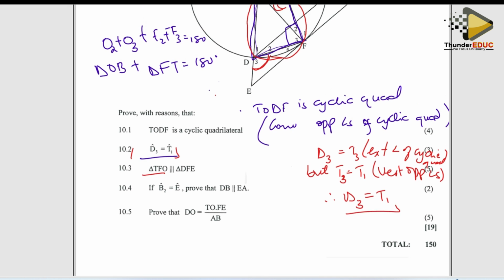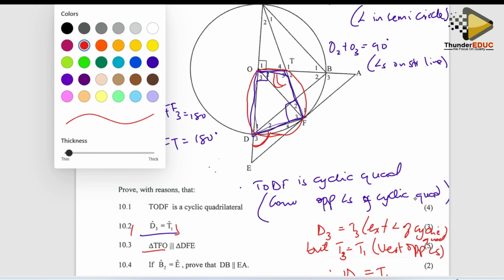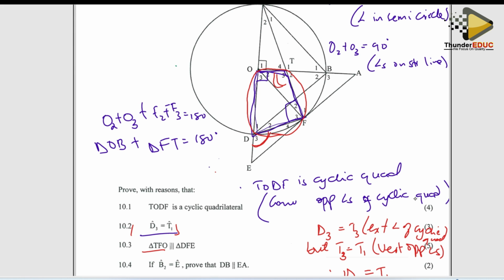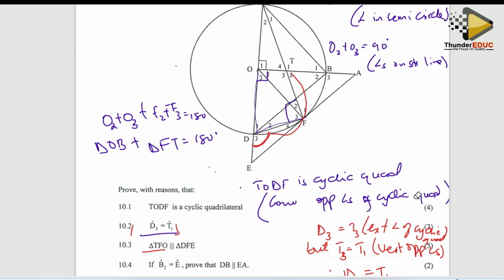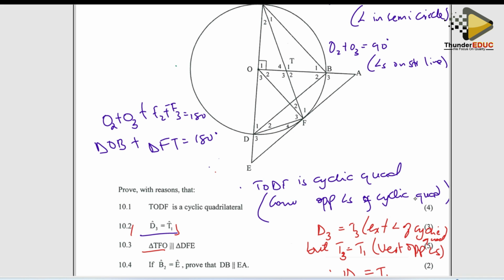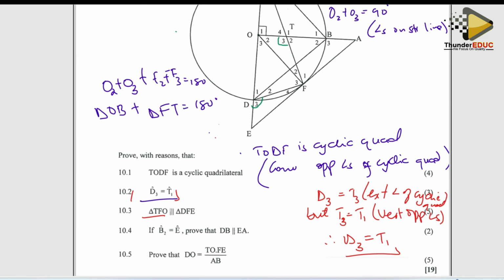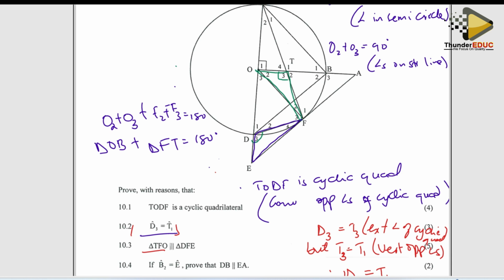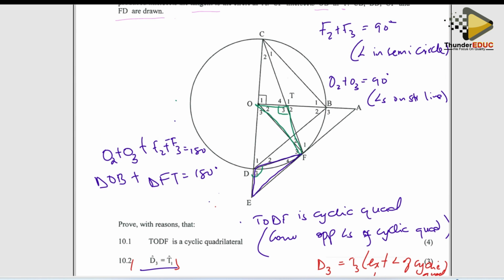And then they want us to prove that these triangles are similar. Let me try to use different colors. So we have TFO, this triangle. Why can't I just take this out? Just once. Okay. So we say this is the same as that. All right. So prove that TFO is similar to which one? To DFE. Okay. So we can start by saying that T3 is the same as D3.